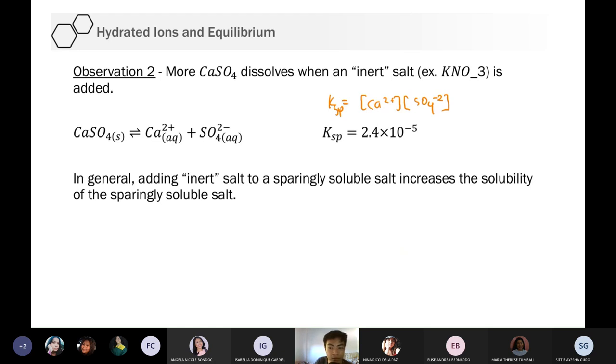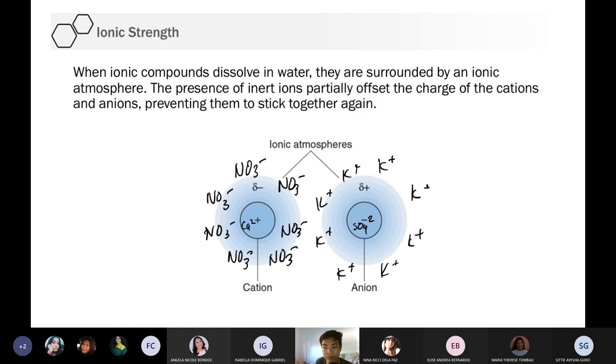So, when you add inert salt, the equilibrium is shifted, no? Bakit? Kasi yung ating inert salt, they surround the species that are involved in the equilibrium constant, no? And as they surround the ions included in the equilibrium constant, nasi-shift siya to the right, no? For our precipitates, no? Kasi hindi na sila nagsasama uli, no? Hindi na sila bumabalik as salts. Hindi na sila bumabalik as precipitates, no? Kasi distracted na sila or the charges are offset, no? So, hindi na sila magdedikit.